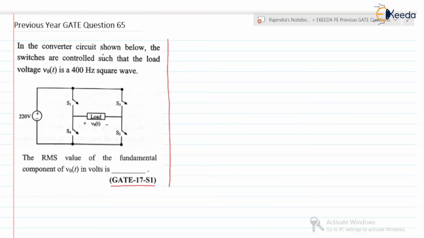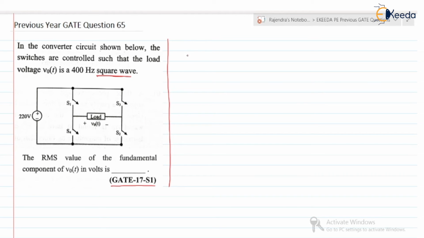In the converter circuit shown below, the switches are controlled such that the load voltage V0 of t is a 400 Hz square wave. Okay, so it is given that the load voltage waveform is a square wave, meaning V0 is a square wave. Input voltage is 220 volt. If you check the circuit, this is the circuitry of a single phase full bridge inverter. Next, they have asked the RMS value of the fundamental component of V0 of t in volts.